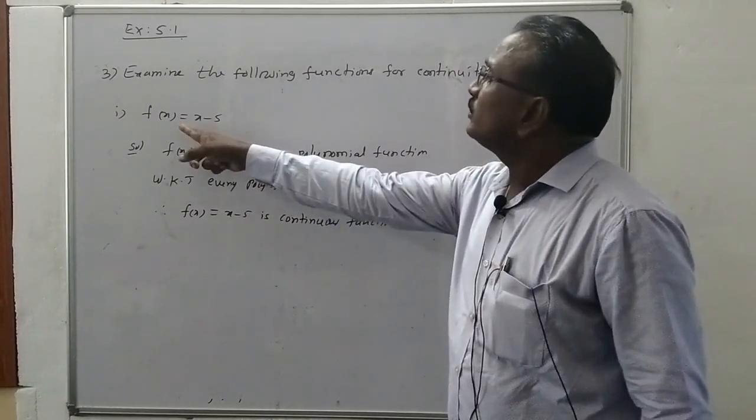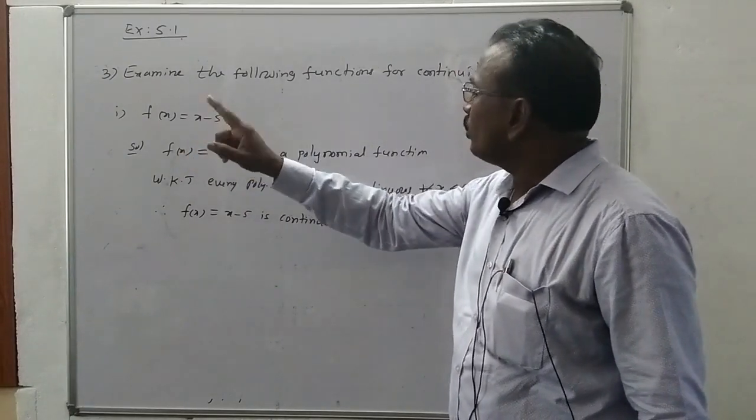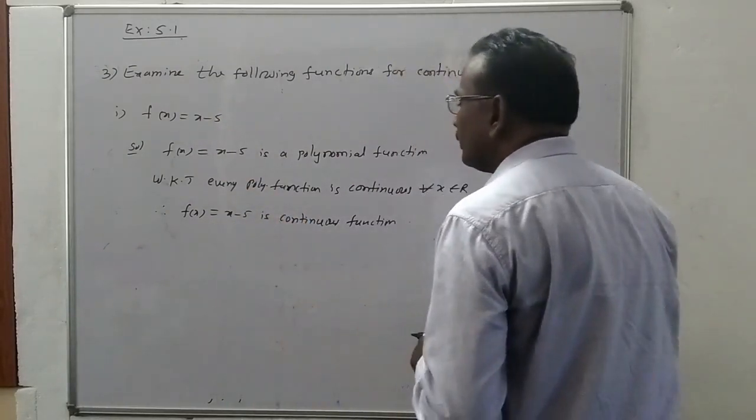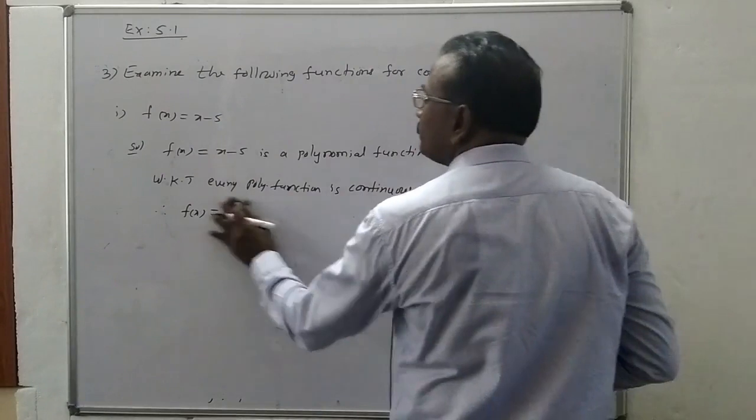So therefore this function f of x equal to x minus 5 is a polynomial function. Therefore every polynomial function is continuous. F of x equal to x minus 5 is a continuous function.